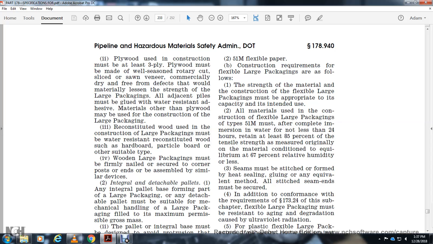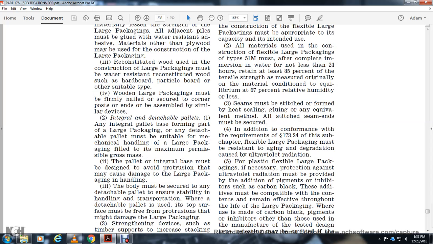Alright, thank you. The material of construction of flexible large packaging must be appropriate for the capacity and intended use of the packaging. Material used in construction of flexible large packaging of type 51M must, after complete immersion in water for not less than 24 hours, retain 85% of the tensile strength measured originally on the material conditioned to equilibrium at 67% relative humidity. Seams must be stitched or formed by heat sealing, gluing, or an equivalent method of sewing and sealing, and must secure the closure in addition to the requirements of 173.24. Flexible large packaging must be resistant to degradation caused by ultraviolet radiation.